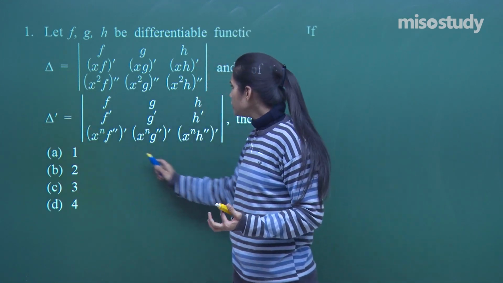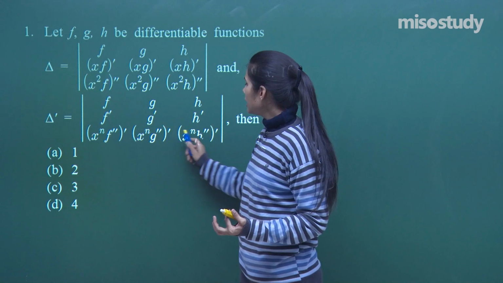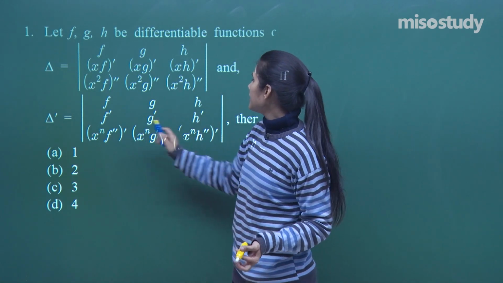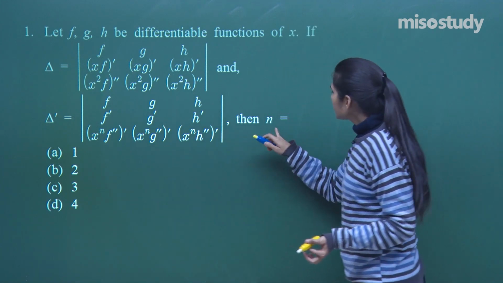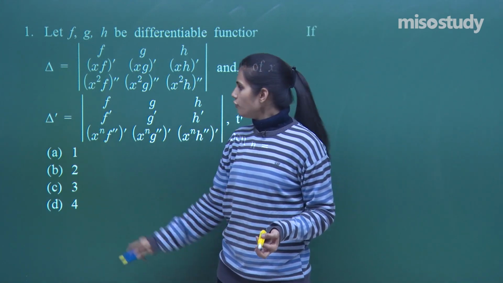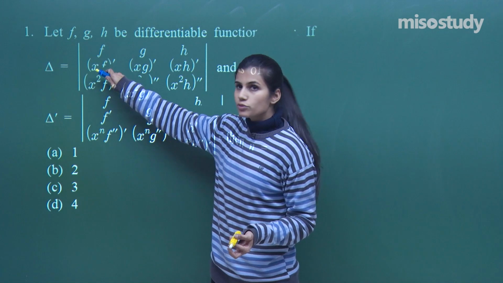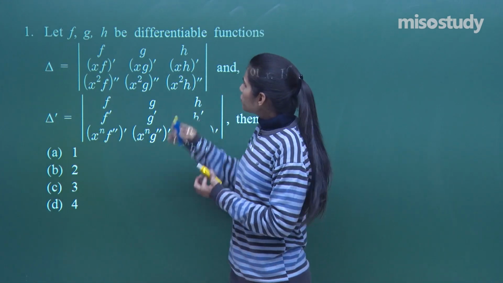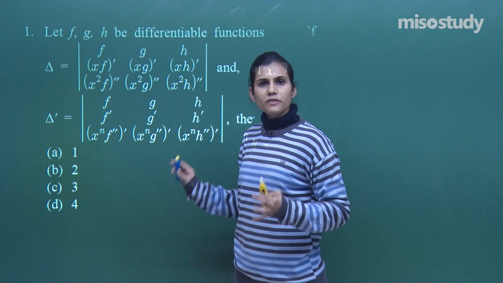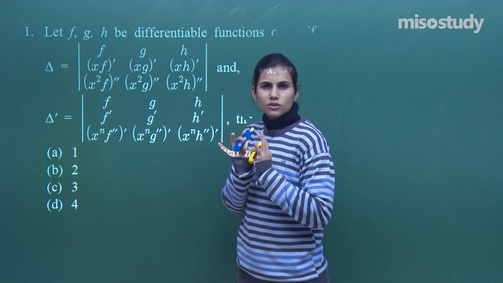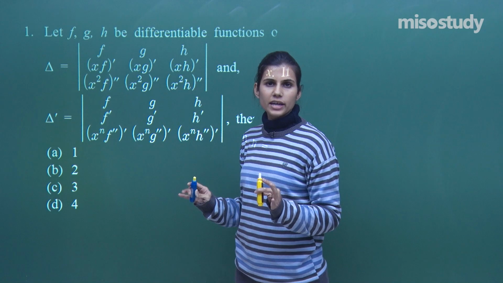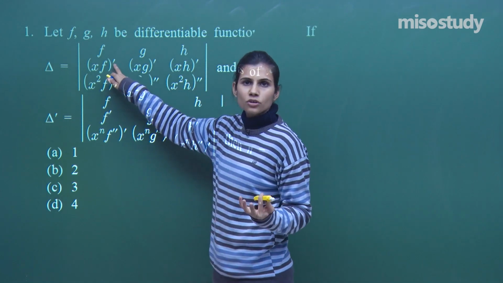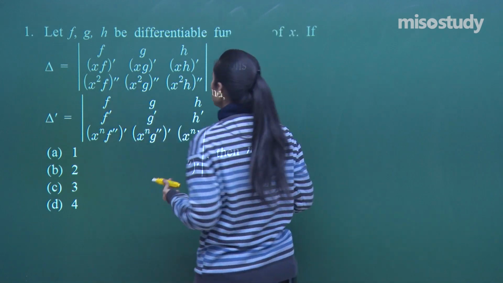Delta dash is given to be this. Here it is unknown. N is unknown. It is saying if delta is this and delta dash is this, then what do you think n is equal to? For what value of n will delta dash, when delta is this, be equal to this? So let's try to resolve delta a bit, and when we reach the most simplified form of delta, then I will differentiate delta. Right now the derivative is not known, the double derivative is not known.